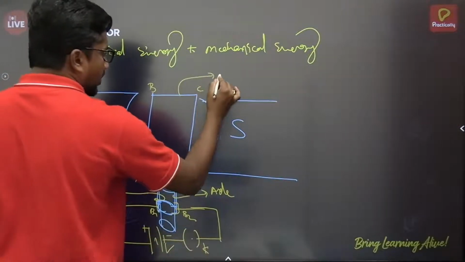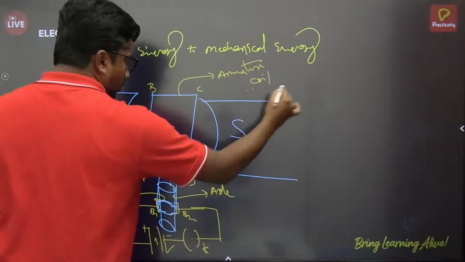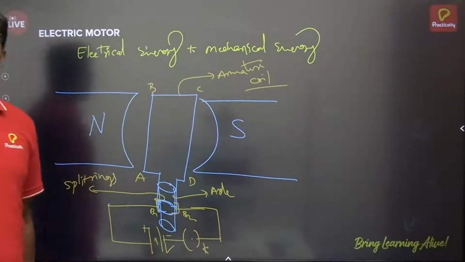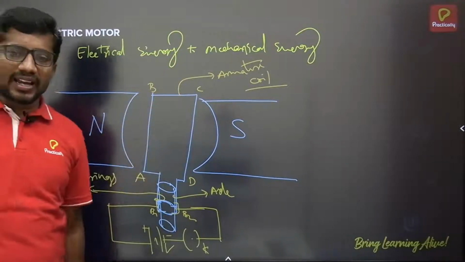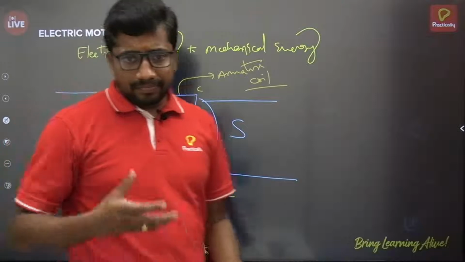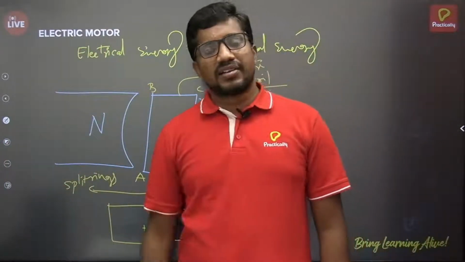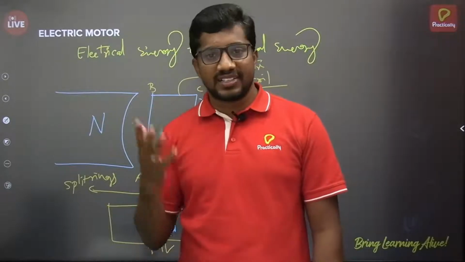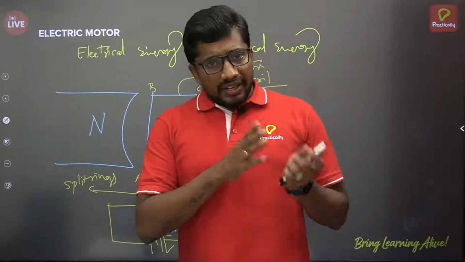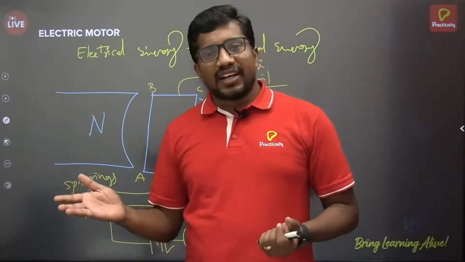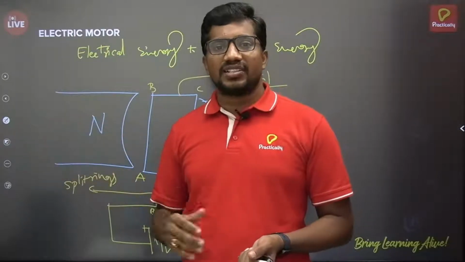This is the armature coil. This is a simple arrangement of an electric motor. An electric motor is a device that converts electrical energy into mechanical energy. Just like the fan, inside the fan a single phase induction motor is there. Of course that is an AC motor, but the operation is the same. It takes electrical energy as input and gives out mechanical energy as output.